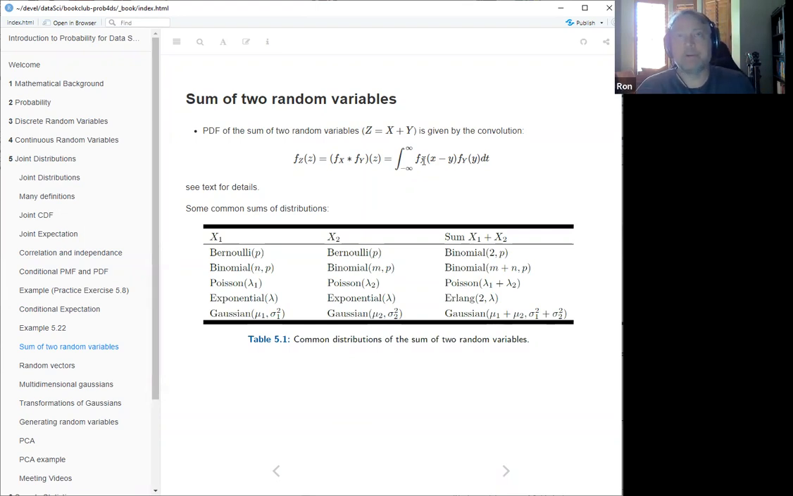That's my free intuition for that convolution formula. But the book goes through and provides a more rigorous derivation of that, I would say.